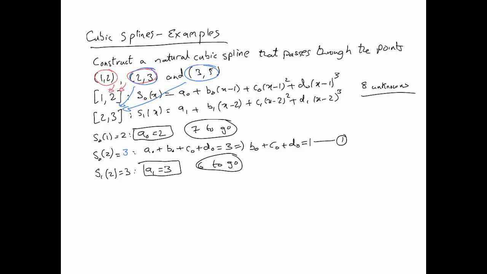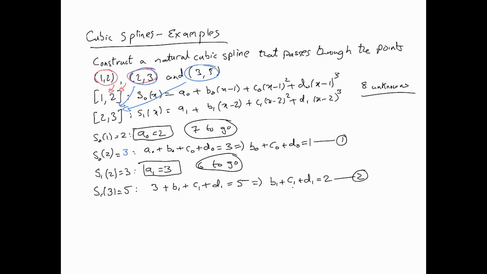Let's move further on. s1 of the last point, 3, should be equal to 5. When we substitute that in, we take the 3 across to the other side, and we end up with the equation b1 plus c1 plus d1 equals 2. We label that as our second equation.